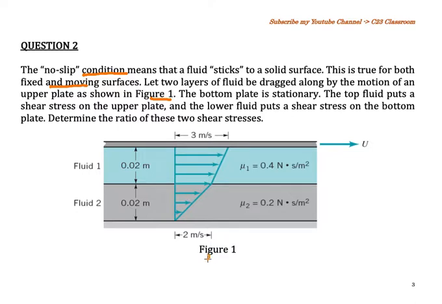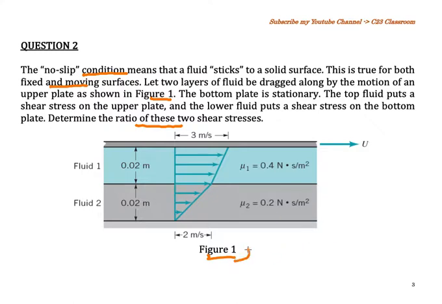So this is figure 1. The bottom plate is stationary. The top fluid puts a shear stress on the upper plate and the lower fluid puts a shear stress on the bottom plate. Determine the ratio of these two shear stresses.